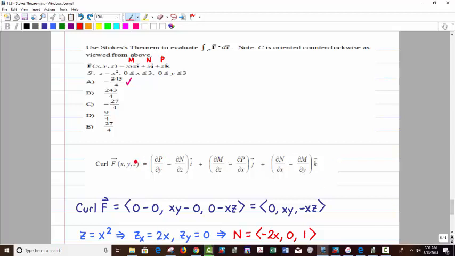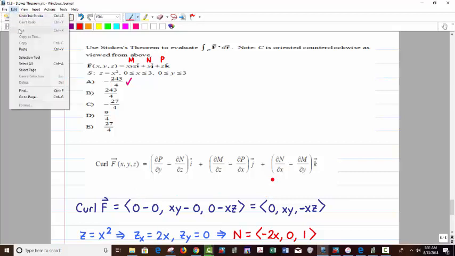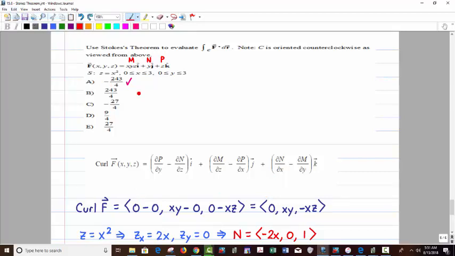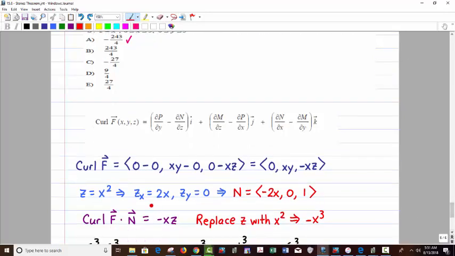All right, so just follow the curl formula, and this time you're going to get 0, xy, negative xz. Now we're going to take z equals x squared, and find the x partial and the y partial of this. The x partial would be 2x, and the y partial would be 0, because there's no y. So there's zx and zy, and remember the normal vector is negative zx, negative zy, 1. So that turns into negative 2x, 0 still remains 0, and that was always going to be a 1 at the end.